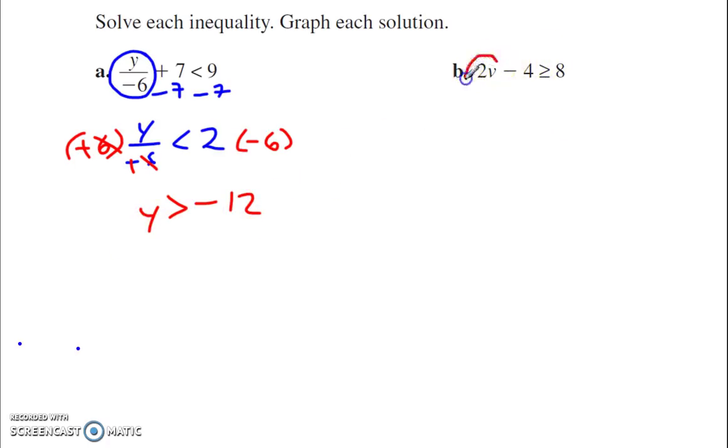We are solving for v, so first we need to get rid of the 4. Circle the variable term you're solving for, eliminate what's outside the circle. Boom. 2v is greater than or equal to 12. Divide by 2 on each side, and v is greater than or equal to 6.